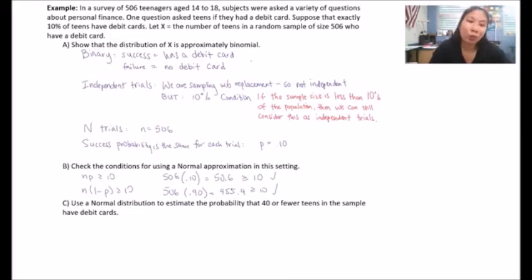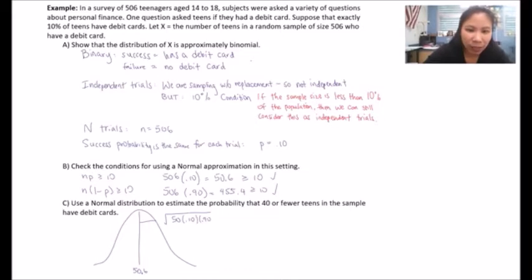Okay, part C: use a normal distribution to estimate the probability that 40 or fewer teens in the sample have debit cards. Setting up my normal curve, remember the mean of a binomial distribution is n times p. We did that earlier: n times p is 50.6. Our standard deviation is the square root of n times p times 1 minus p. So 506 times 0.10 times 0.90, square rooting the whole thing, gives us about 6.75.